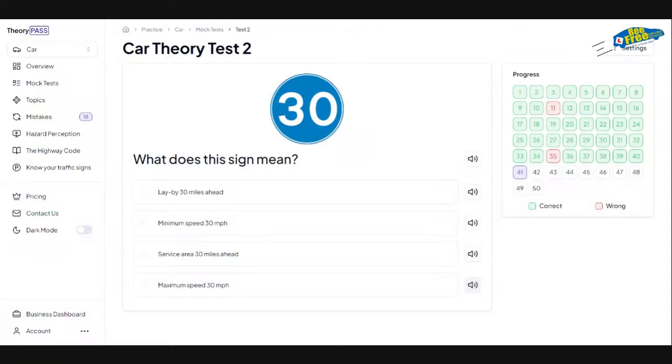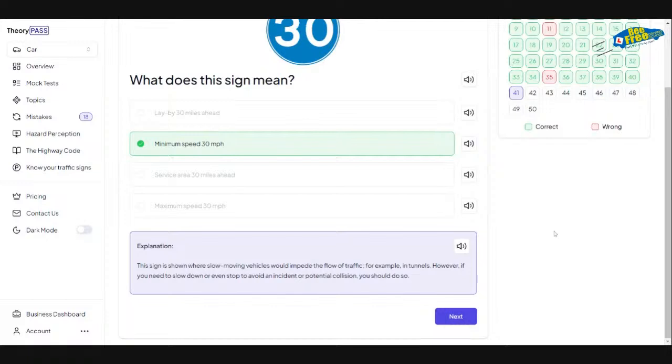So this is all about knowing your road signs. And because I know it's a blue sign, I know it's the minimum speed limit. You tend to find that sign in a tunnel, and it's about keeping the flow of traffic going. So you would have to drive at a minimum of 30 miles an hour so that you're not slowing down and maybe creating an incident. So we are on to the next question.